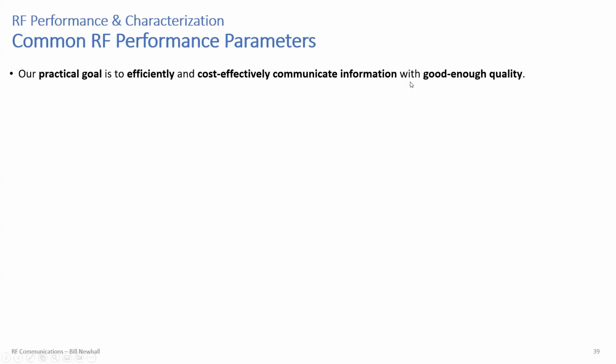If we try to make the signal as perfect as we can, it's going to be really expensive, really big, and take a lot of power. So that's why I say practical goal. We want to efficiently and cost effectively communicate information and get sufficient quality at the other end of the link. So we want to maintain high enough SNR, not perfect, but high enough, and low enough distortion of the signal so that we get a good enough quality signal at the receiver.